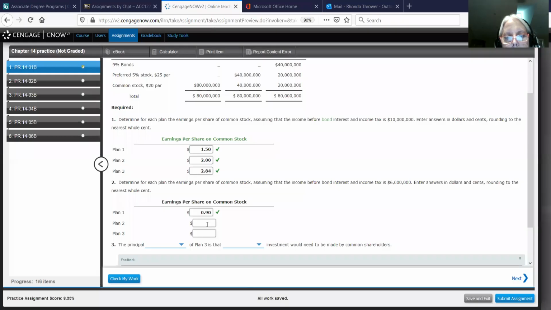That $1,600,000 is going to be divided by the common shares outstanding, and in plan number 2, we get that by taking 40 million divided by $20 par value. That will give us 2 million shares. 2 million shares divided into the net income will give us earnings per share of 80 cents. So 80 cents goes here.